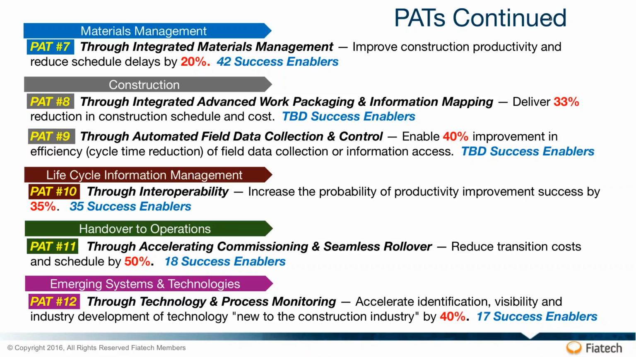And then life cycle information management is really saying it's needed in all these PATs. So we do need a core group to stay focused on how we get the data to flow, and that's PAT 10. PAT 11 is a new area where we're trying to get maintenance and operations engagement from the owners involved, and that's really understanding what they need so that we can reduce the transition cost and schedule of that handover by 50%.